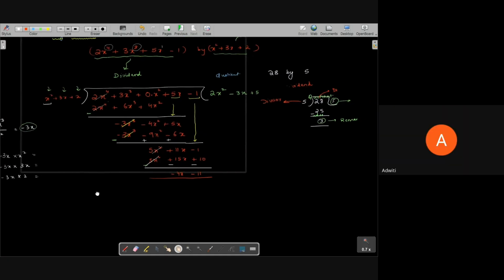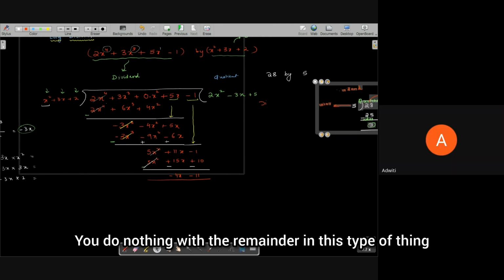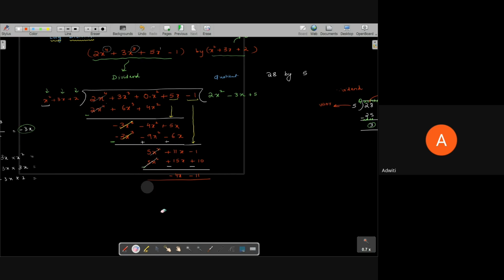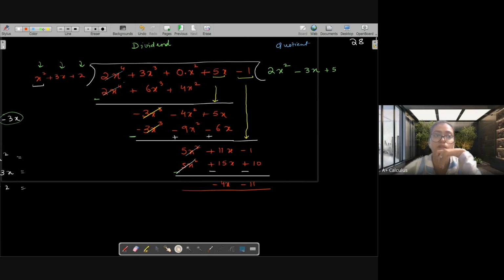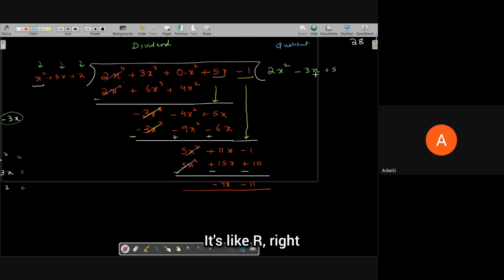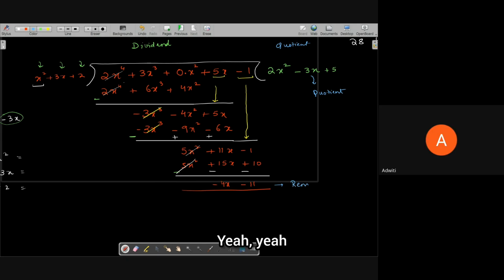That's the remainder. You do nothing with the remainder in this type of thing? No, now how will you write your final answer? So this is R, right? R, yes. This is the remainder.